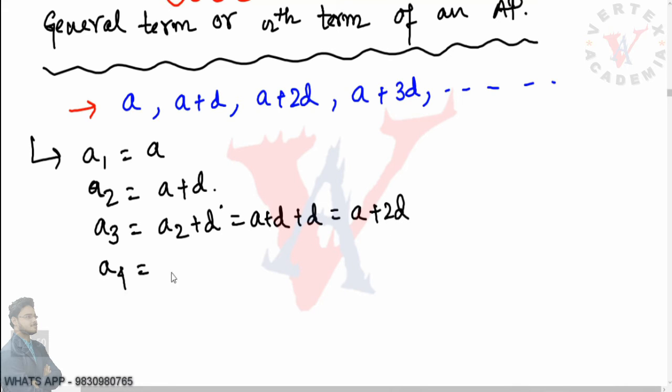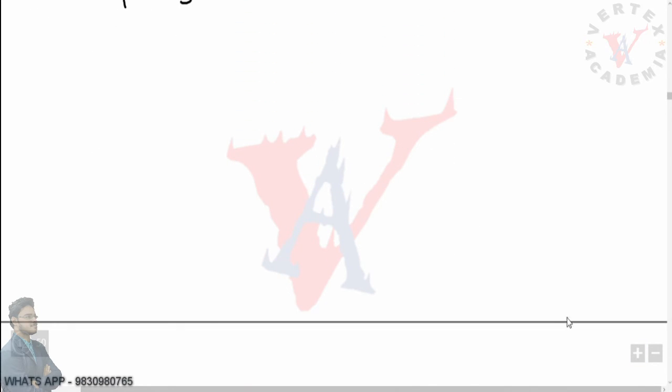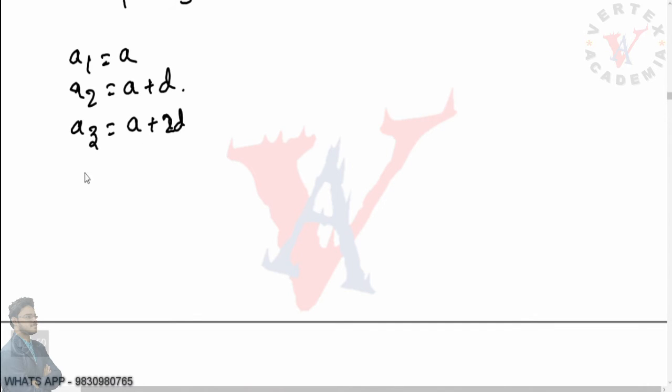So what is the fourth term? A4, which is A3 plus D, which comes out to be A plus 2D plus D, so A plus 3D. So if we just go on like that, we will find that A1 is A, A2 is A plus D, A3 is A plus 2D, A4 is A plus 3D, like this.